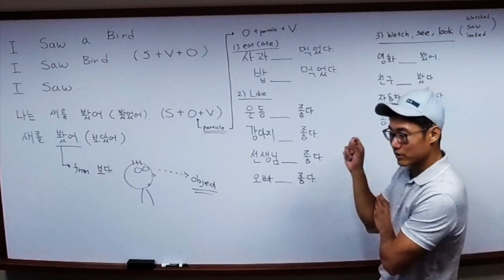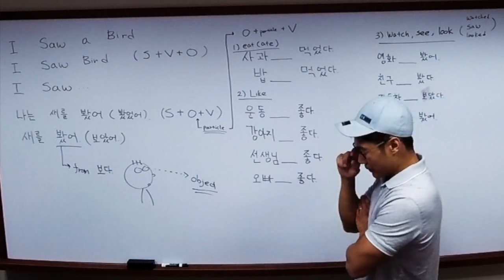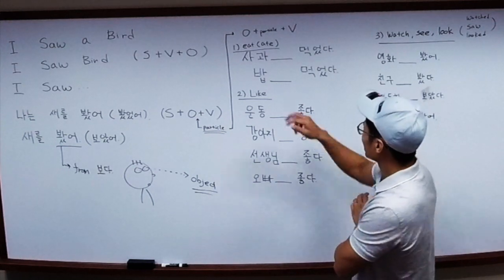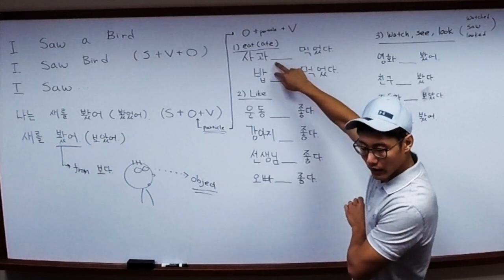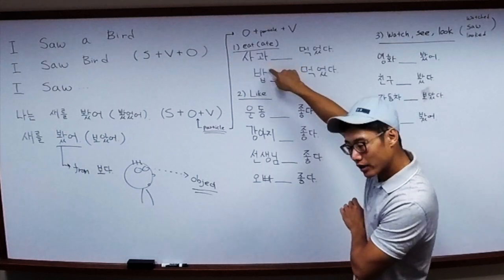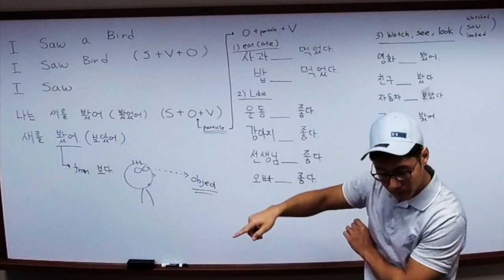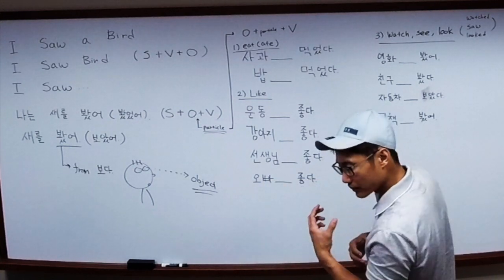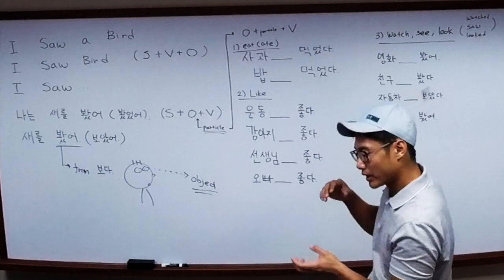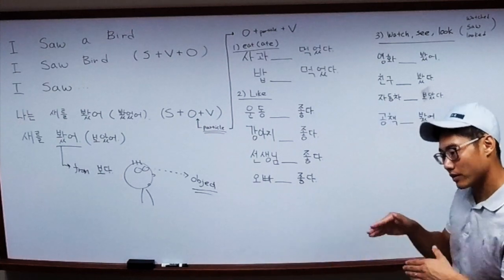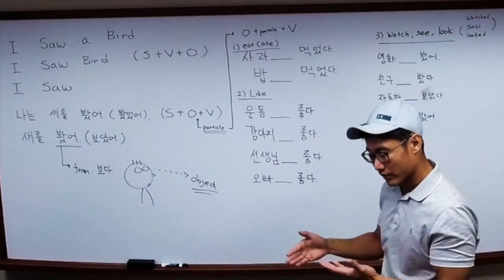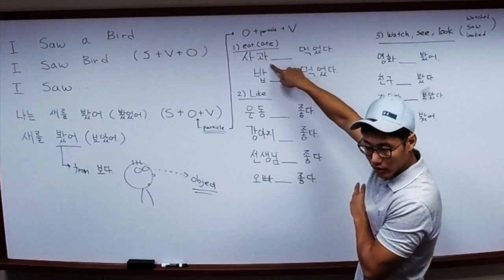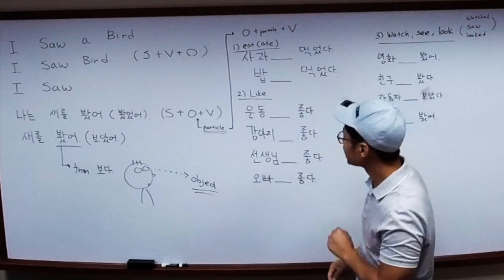Okay. So in order to put the right particle, I think we have to see the word right before the particle. If the letter right before the particle has 받침, we use one particle, and if the letter right before the particle doesn't have 받침, then that makes a difference. All right. So the first one doesn't have any 받침 right before the particle, right? What do we use for this?